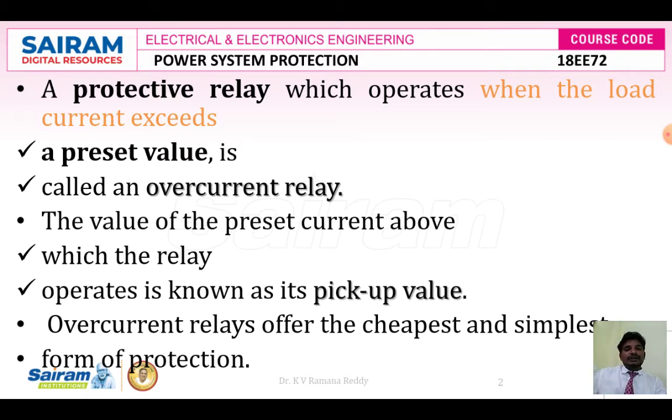So we use protective relays which operate when the load current exceeds a preset value, where the preset value is called the predetermined value. Whenever the load current exceeds that preset or predetermined value, we automatically need a relay to protect the power system, the associated equipment and the load from overcurrents. Hence the relay is called an overcurrent relay.